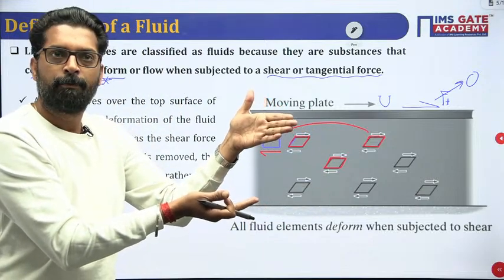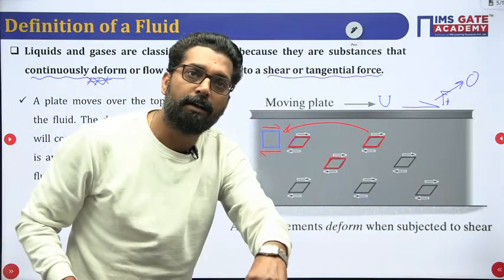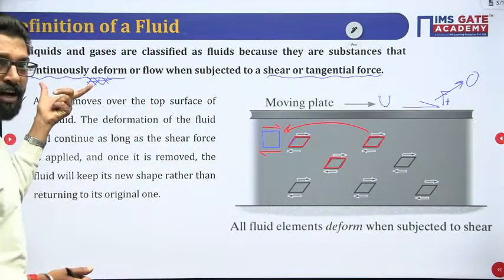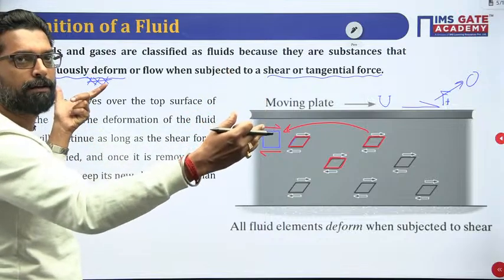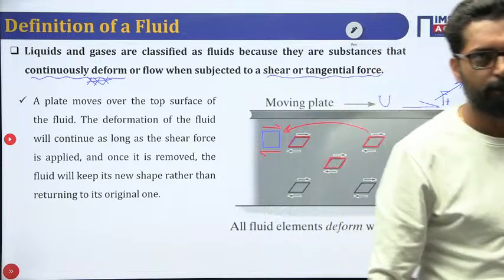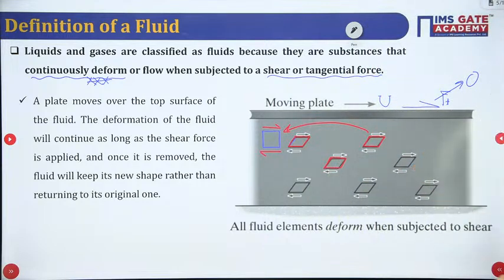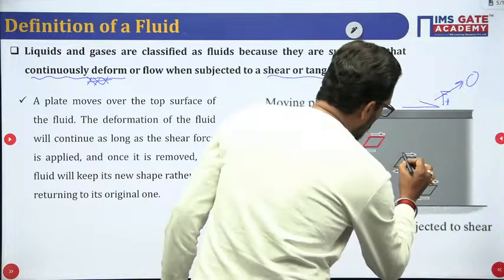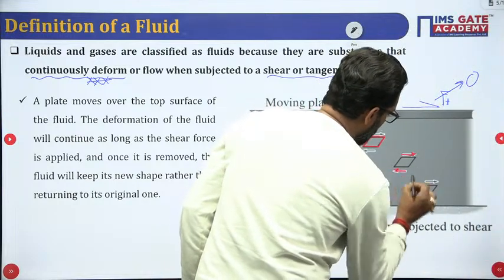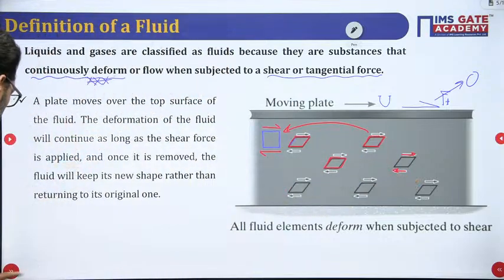So if there is a shear stress, there must be a deformation, and that deformation is not a certain value, it is continuous. That defines the fluid. So it is a continuous deformation. And what is this? This is your shear stress. This is your stress distribution. Now, these are the fundamental definitions of the fluid.